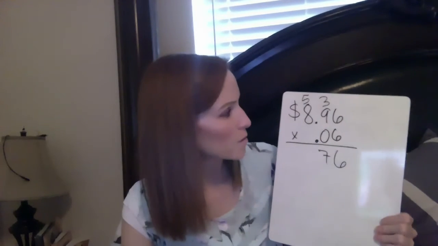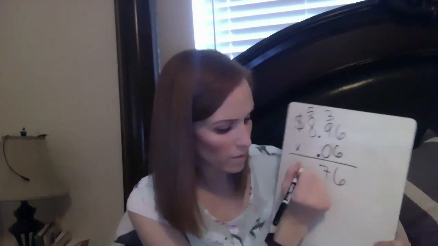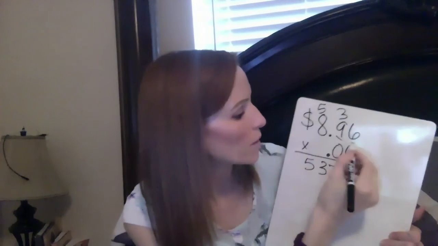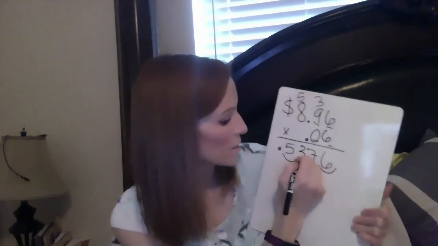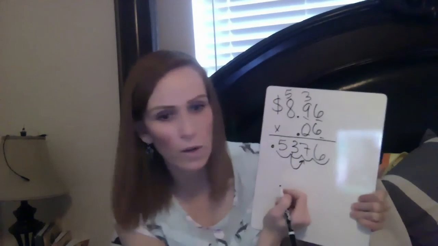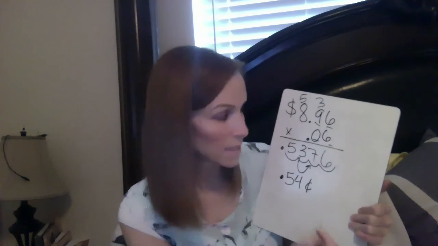6 times 6 is 36. 6 times 9 is 54, plus 3 is 57. 6 times 8 is 48, plus 5, so we end up with 53. And then we have 1, 2, 3, 4 decimal places. We have to round this to the nearest cent, so we're going to take our 3, look at our 7. We know that that's greater than 5. So we're going to round this to 54 cents is our sales tax.